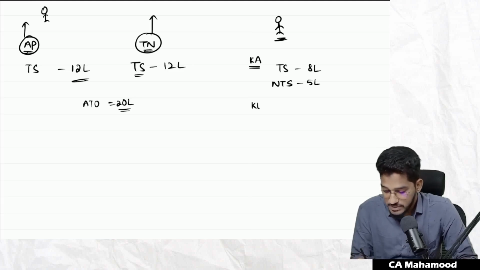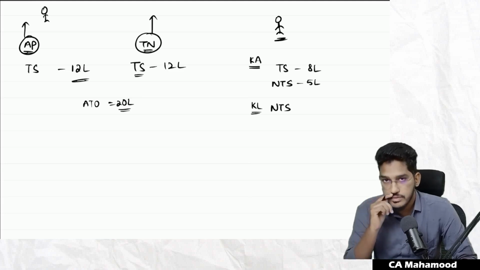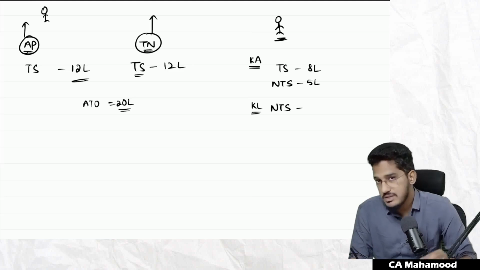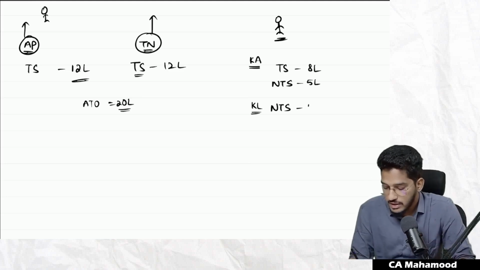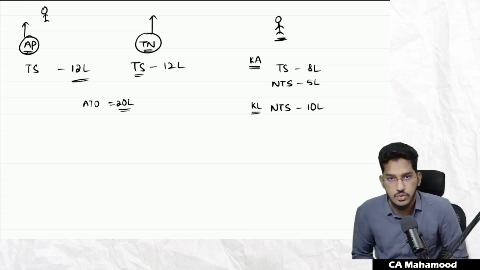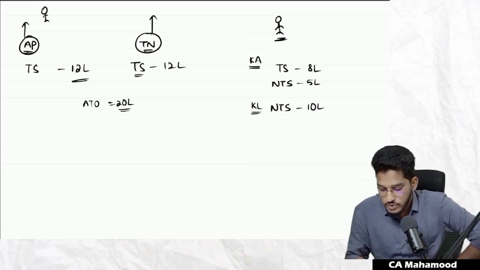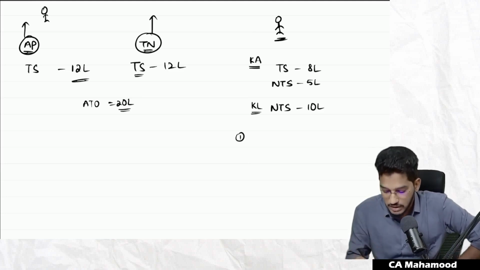And I also have a place of business in Kerala. In Kerala, I am only making supply of non-taxable supply. In Kerala, I am only selling alcoholic liquor for human consumption. In Kerala, I have made some 10 lakh rupees of turnover from that. Now, we need to check aggregate turnover. First step is what? Aggregate turnover. Guys, what is aggregate turnover?